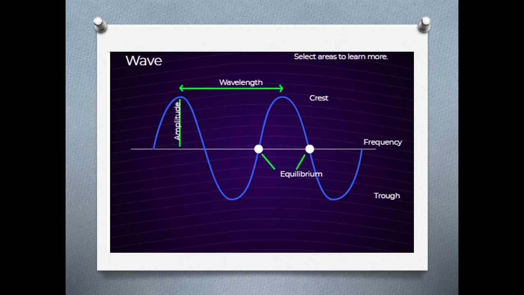And lastly, we have the frequency. The frequency is basically how many waves pass in a certain time. For example, here we can say that there are a total of 3 waves. But if there are more waves, the frequency will be higher. For example, 5 waves, 6 waves, 10 waves, etc.